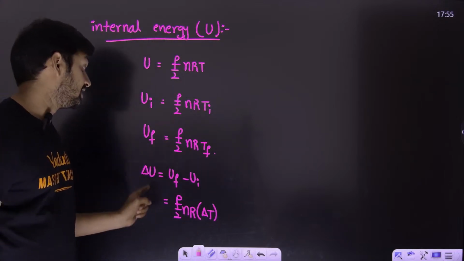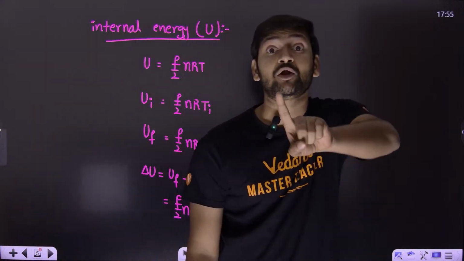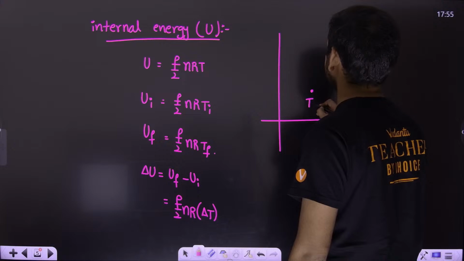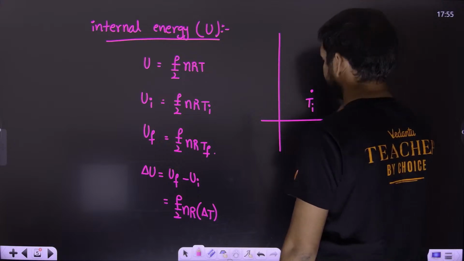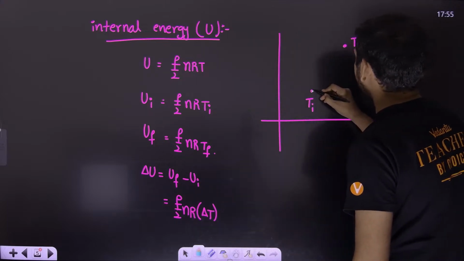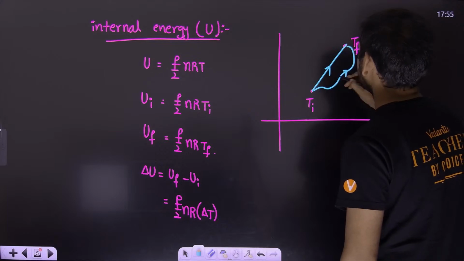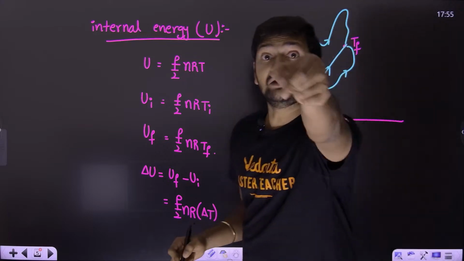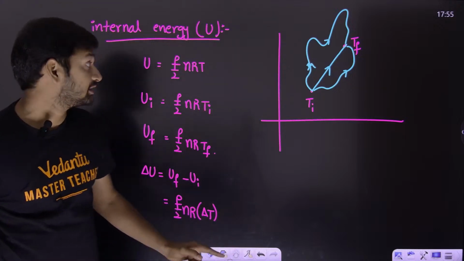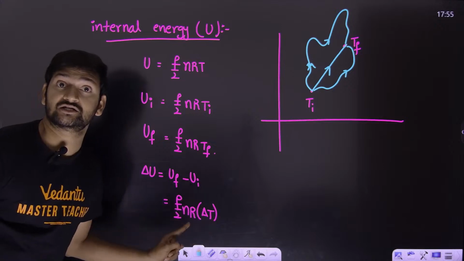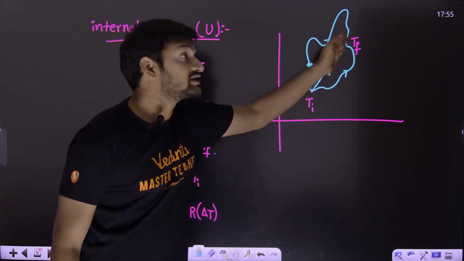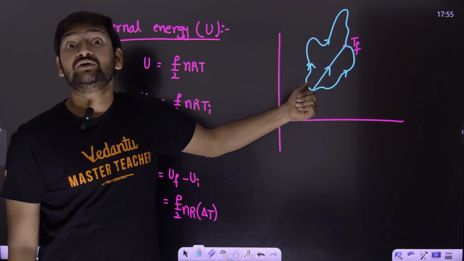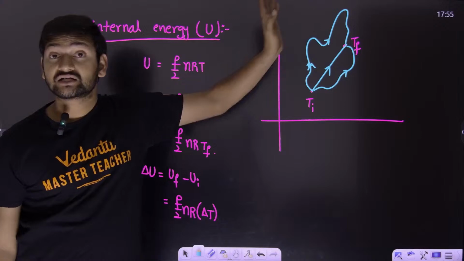For your kind information, change in internal energy depends only on the change in temperature, but not on how you reach that temperature. For example, let us take this as the initial temperature, and somewhere over here the final temperature. To go from the initial temperature to the final temperature, I can go like this, like this, like this. We have an infinite number of ways to reach the final temperature. But does the change in internal energy depend on the process in which we go? No. So internal energy is state dependent. What is meant by state dependent? We need to know just the temperature at the initial location and the temperature at the final location. That's more than enough.